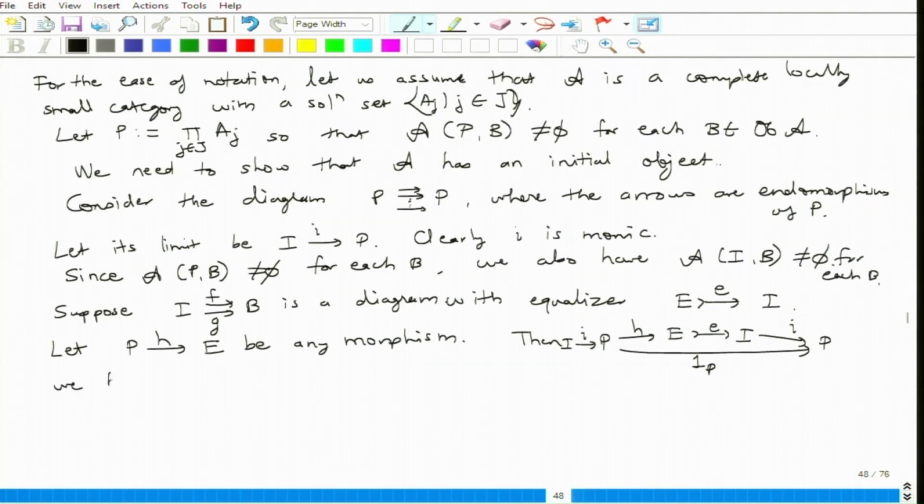Then we have that IEHI is equal to 1 P I, which is equal to I composed with one identity capital I. And since I is monic, what do we get? We get EHI is equal to 1 sub I. What does this mean?